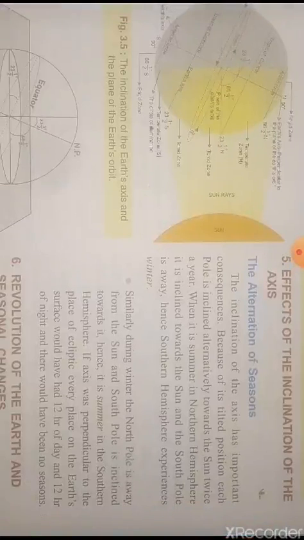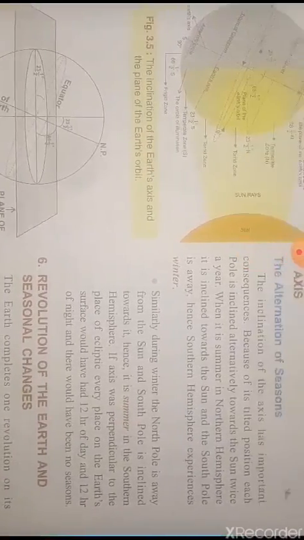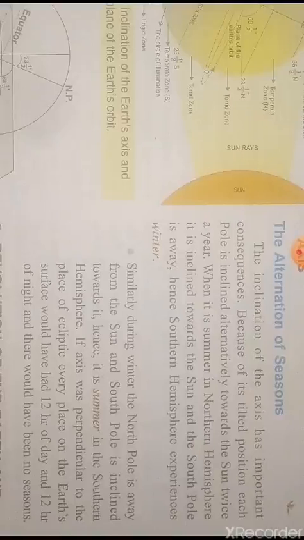Because of the tilted position of the Earth's axis, each pole is inclined alternately towards the sun twice a year. When it is summer in the northern hemisphere, it is inclined towards the sun and the south pole is away, hence the southern hemisphere experiences winter. Similarly, during winter, the north pole is away from the sun and the south pole is inclined towards the sun, hence it is summer in the southern hemisphere.